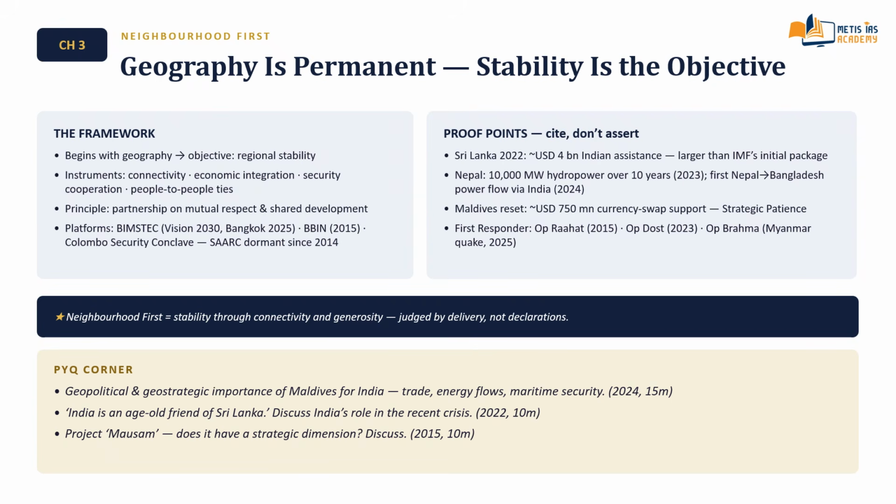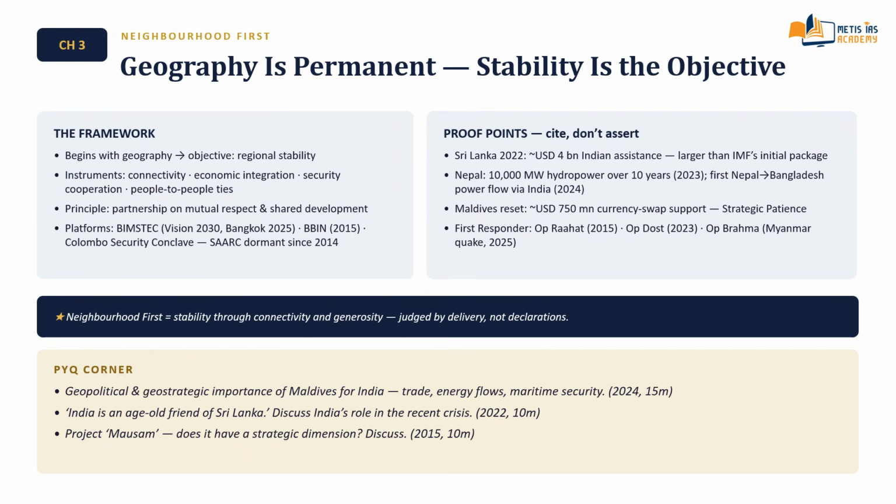Now let us connect all these ideas. Sometimes students ask, what is India's grand strategy? It can actually be summarized in one sentence. India seeks to create an external environment that enables domestic transformation. Notice how every major foreign policy initiative supports this objective.